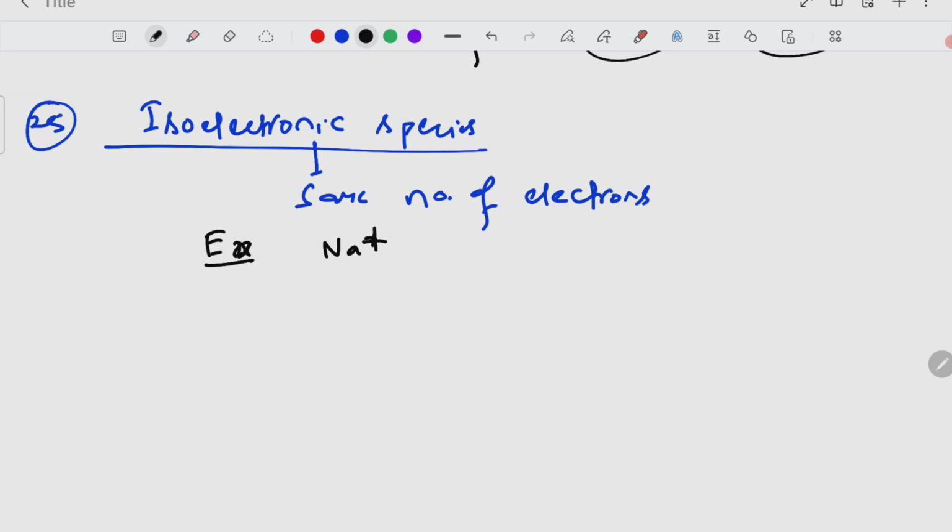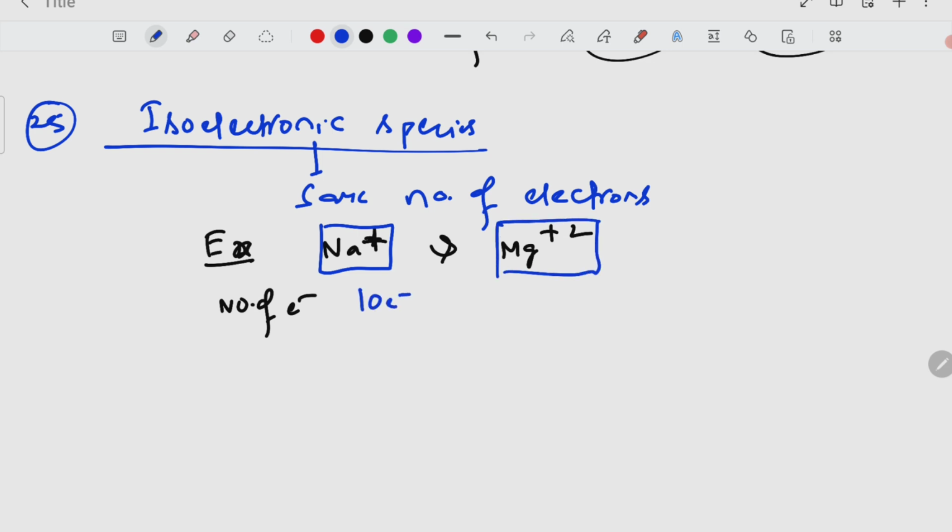For example, Na+ and Mg2+. Sodium has 11 electrons, but Na+ means loss of 1 electron, so 10 electrons. Mg has 12 electrons, Mg2+ means loss of 2 electrons, so 10 electrons. Both have the same number of electrons. Hence, these are isoelectronic species.